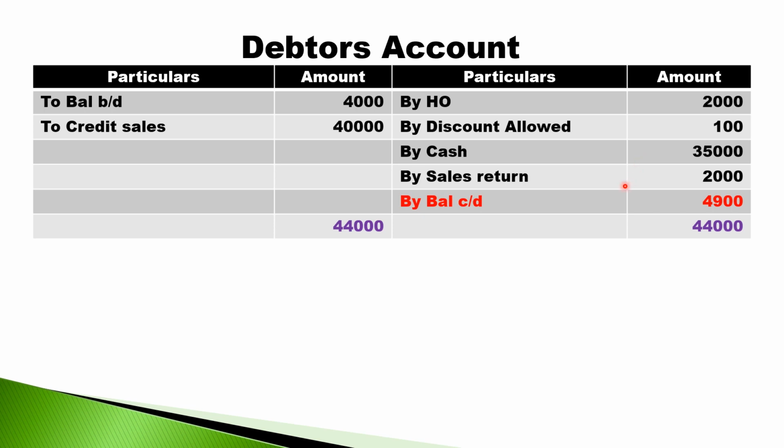Then we have sales return. Goods returned by branch debtor is called sales return. So total 44,000 minus credit side, you get 4,900. Sorry students, 4,900 is called closing debtor.